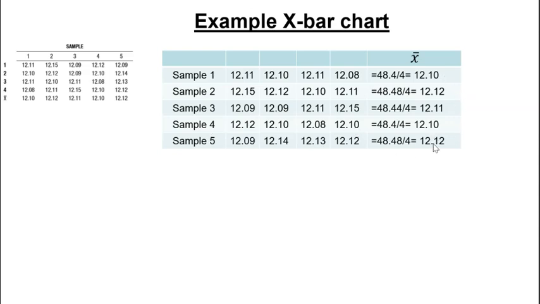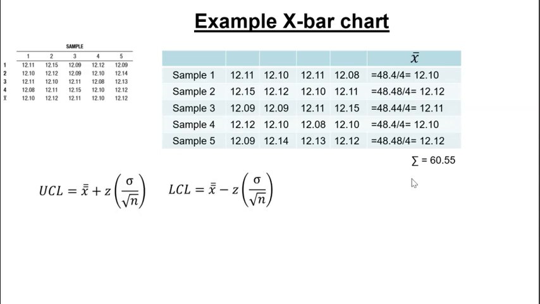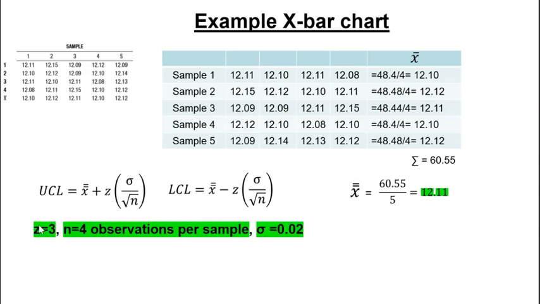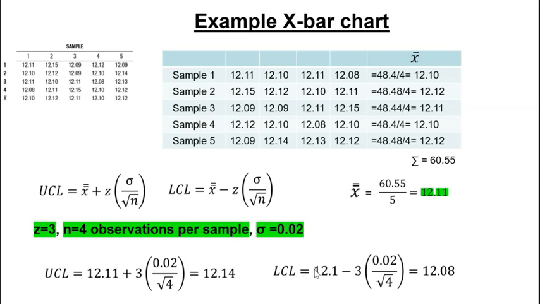This is very important because we need to find the sum of the X bar to get the X bar bar here. So we take the sum of X bar divided by 5 because we have 5 samples. So we have 12.11. Now we have Z from the question, and we know that the observation is 1, 2, 3, 4 per sample. Standard deviation is given as 0.02. So we plug in for the UCL, we get 12.14, and for LCL we get 12.08.